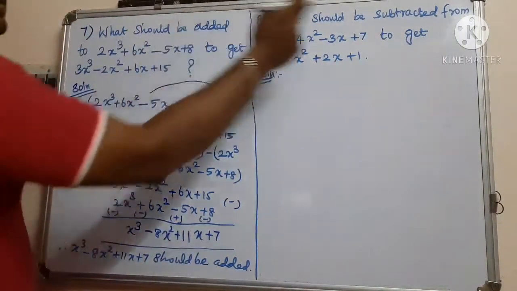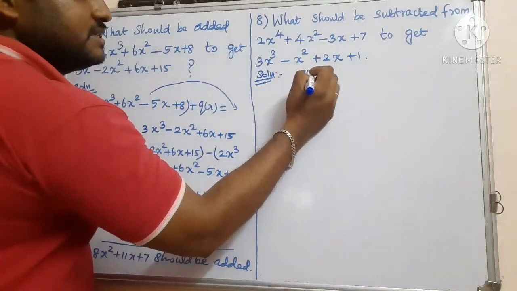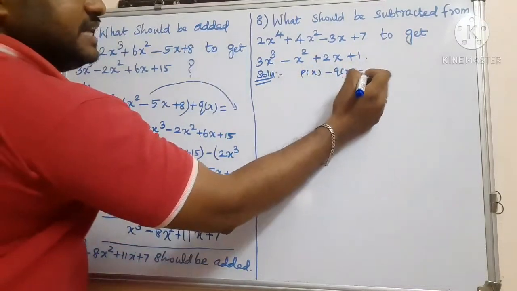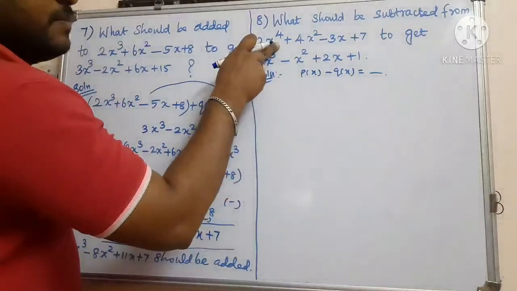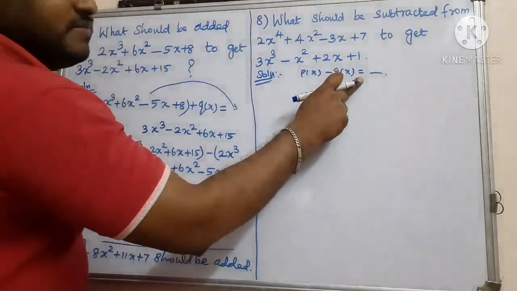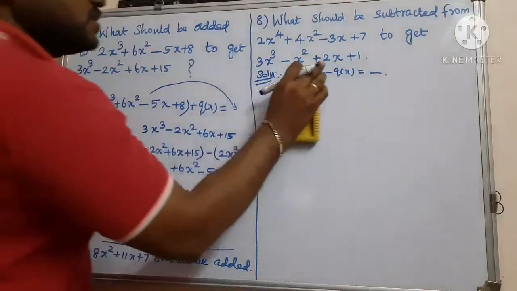Okay, so the solution is same as the 7th question. Here added, here subtracted. So some polynomial should be subtracted, which means p of x minus q of x is equal to the final answer. So p of x is a given polynomial. You should subtract from this polynomial q of x, which is equal to the final answer.